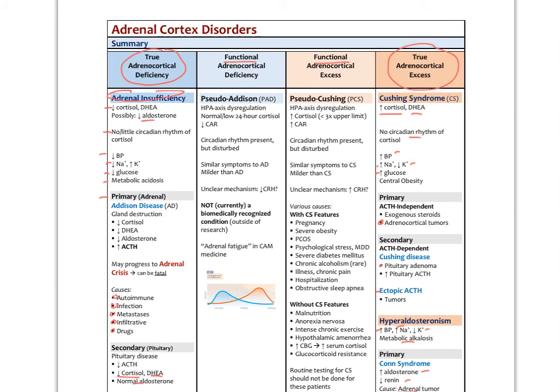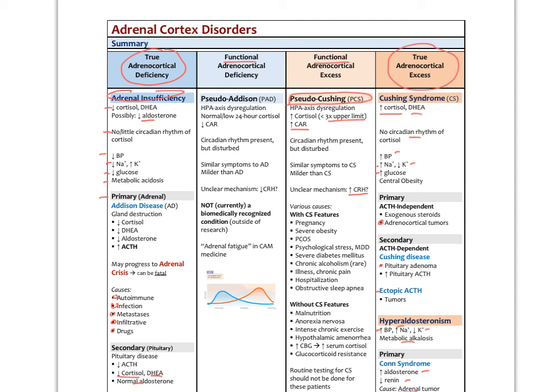And then we have our functional disorder, pseudo-Cushing, would be increased HPA axis dysregulation. We have increased cortisol 3 times over the upper limit, and often an increased cortisol awakening response. There's a circadian rhythm that's present, but it's disturbed. And the symptoms are similar to Cushing's syndrome, but it's more mild. We think it's due to potentially increased CRH or dysregulated hypothalamic signaling there.